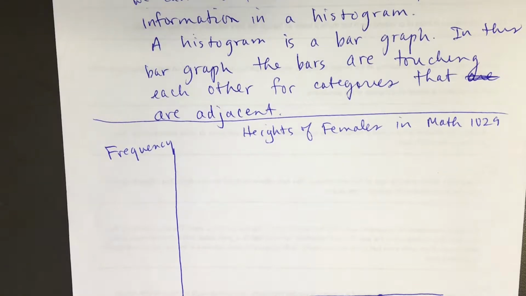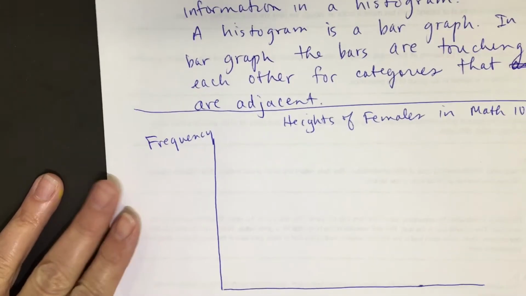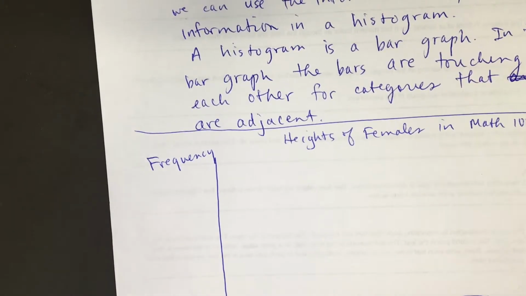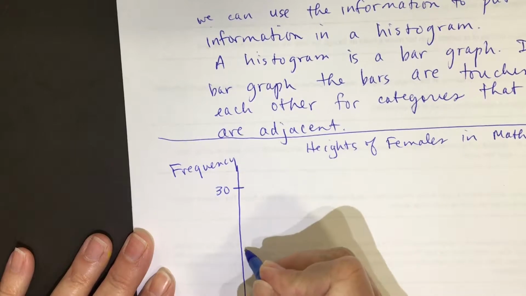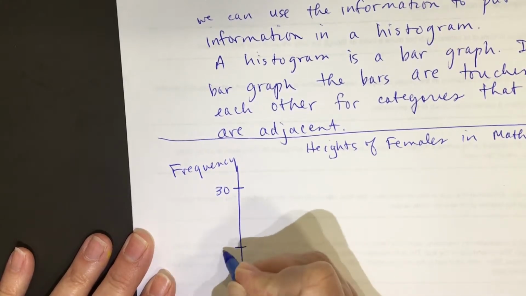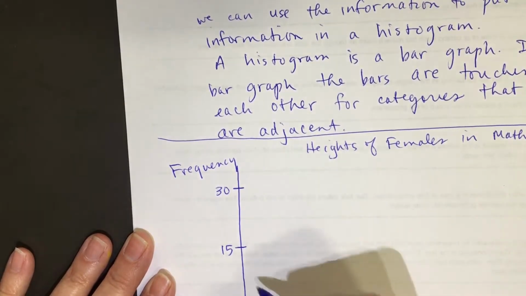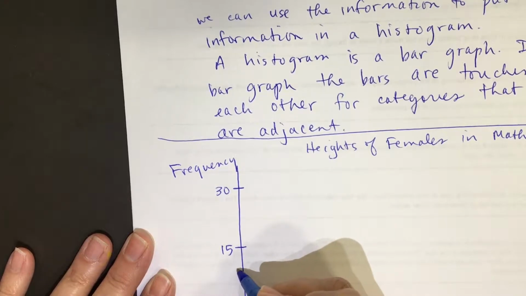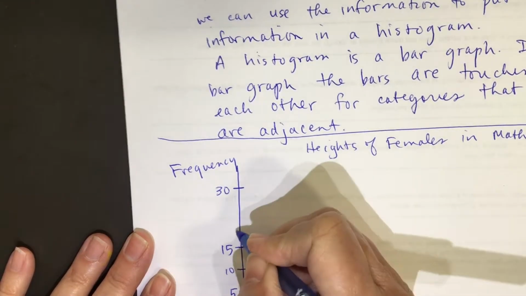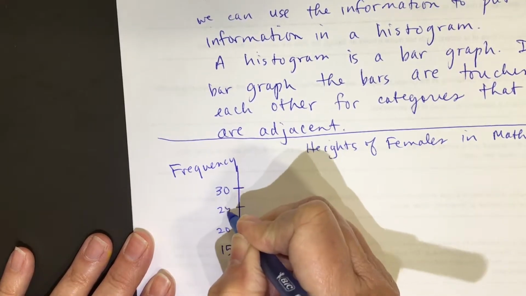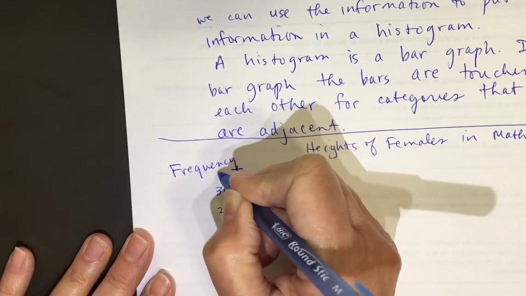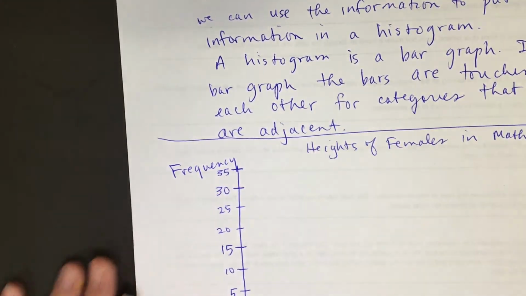As far as my frequencies go, the highest one is 30, so let me give this a little thought on how I might mark this. I'm going to put in the 30. I'll eyeball it about halfway, that would be 15. And then I'll throw in the 5, 10, 15, 20, 25, 30. And because I like a little space at the top, I'll put in 35.